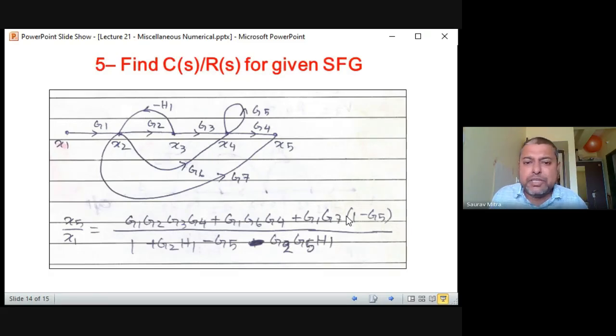So I have shown you the result in one shot, but whenever you are doing it in the exam, you do it in detail. So this is the answer given, but in the exam you cannot write it like that.